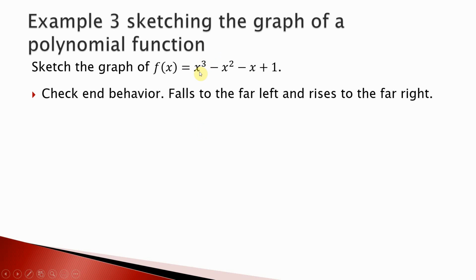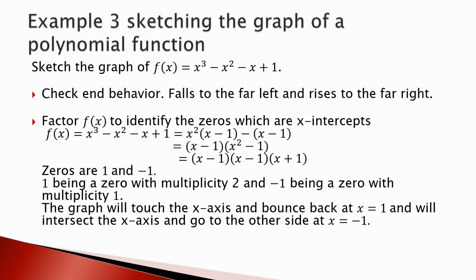So when x becomes a very large positive number, this will be an even larger positive number. And when you go to the far left, the odd power of a negative number will be negative, so it will fall to the far left. Okay, and the coefficient is positive 1, so it's just this. So that's the end behavior, and you have to factor f of x to identify the zeros.